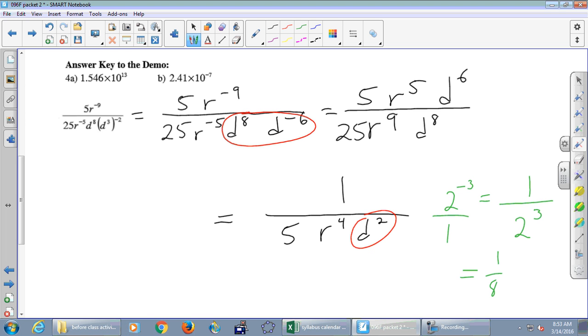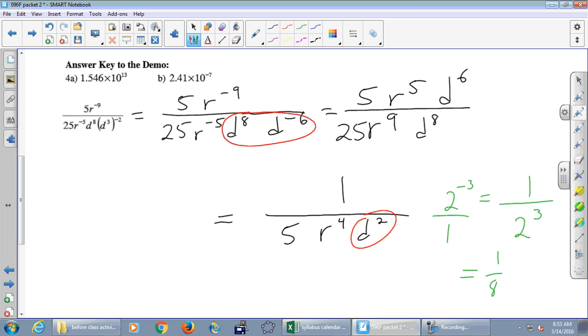D to the 2. 8 plus -6. So we didn't need to actually move that d to the -6 upstairs, although of course we'll get the right answer by doing that. I wanted us to practice with this movement idea, but it's not to say there's only one way to tackle these problems. And with these exponent problems, there's often several ways to do it.